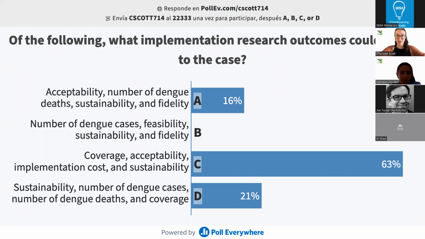These researchers used coverage to look at how much of the community received the intervention, acceptability to assess whether the community perceived the intervention as appropriate or not, and implementation costs, so the economic impact of the intervention. And lastly, sustainability is related to whether the intervention was scaled up or sustained in the specific community or not. So thank you very much for responding to those. It was kind of a trick question, but here you can see we have sustainability in all of them. So that's important to look at within implementation research.